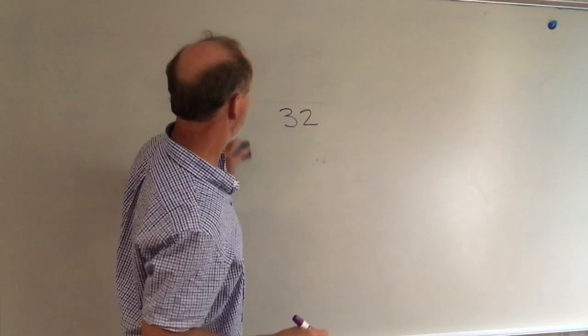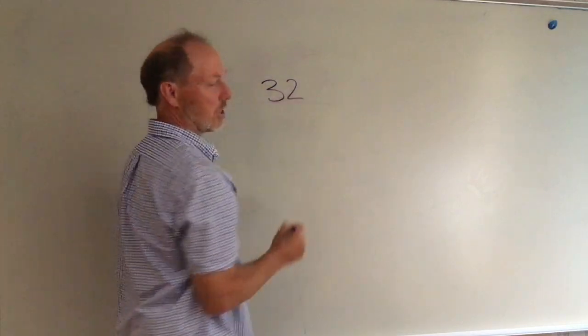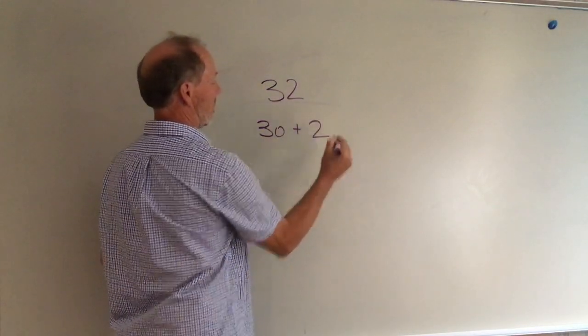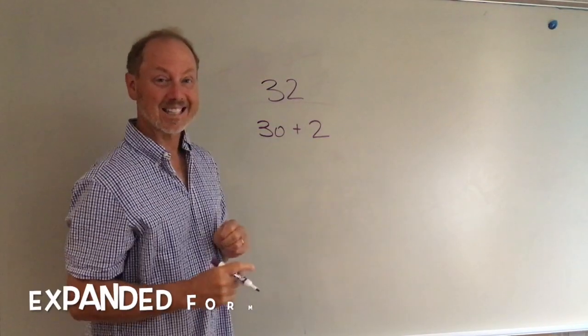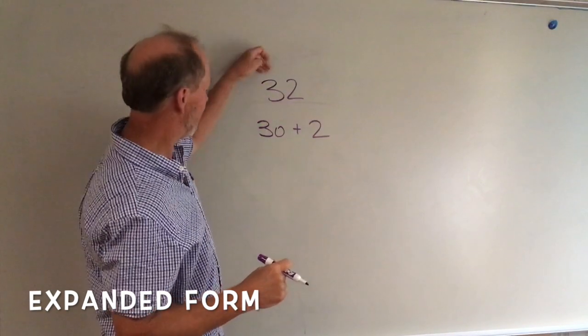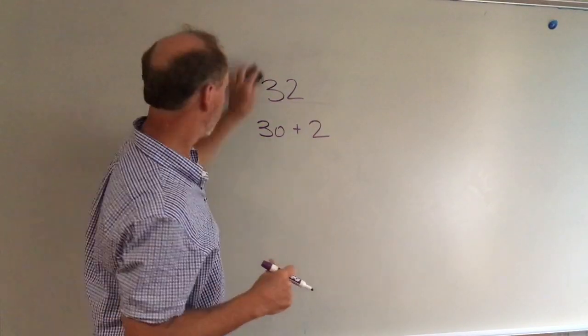Then there's another kind of form that I don't like that much. Here's our number 32. 30 plus 2. This is called expanded form because they expanded it, this place value and this place value. Let's try it with a harder number.